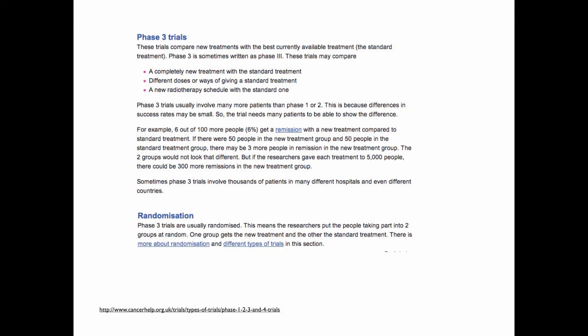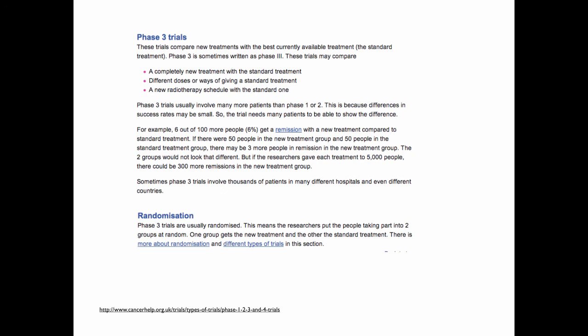So phase 3 trials involve more patients than phase 1 or 2. This is because differences in success rates may be small, so the trial needs many patients to reach statistical significance. So for example, if 6 out of 100 people get a remission with a new treatment compared to standard treatment, if there were 50 people in the new treatment group and 50 people in the standard treatment group, there may be 3 more people in remission in the new treatment group. The two groups would not look that different.